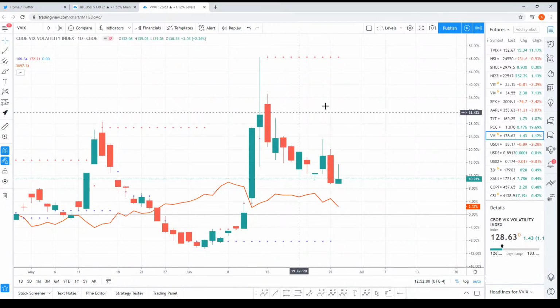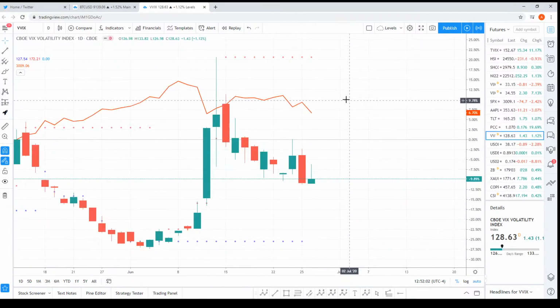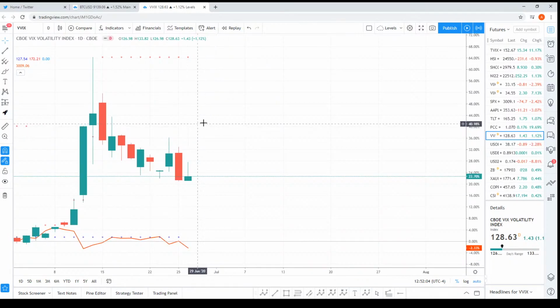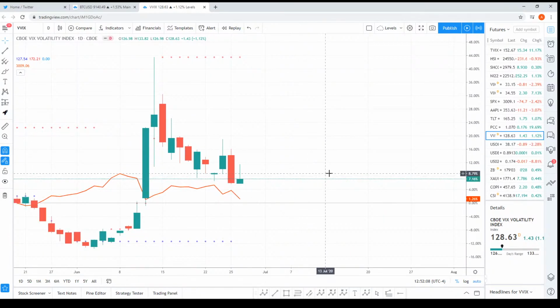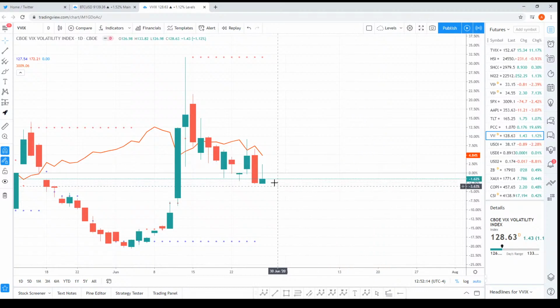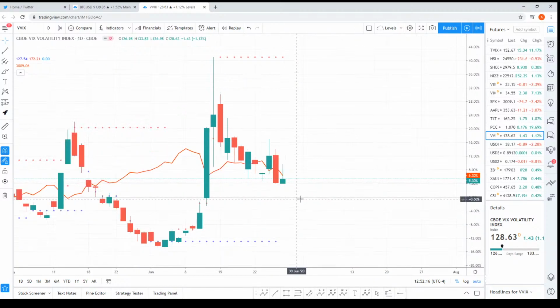You got VVIX, the volatility of volatility, which shows that people are a bit concerned. It also put in an inverted hammer. It's kind of a shitty one, but it is one nonetheless.